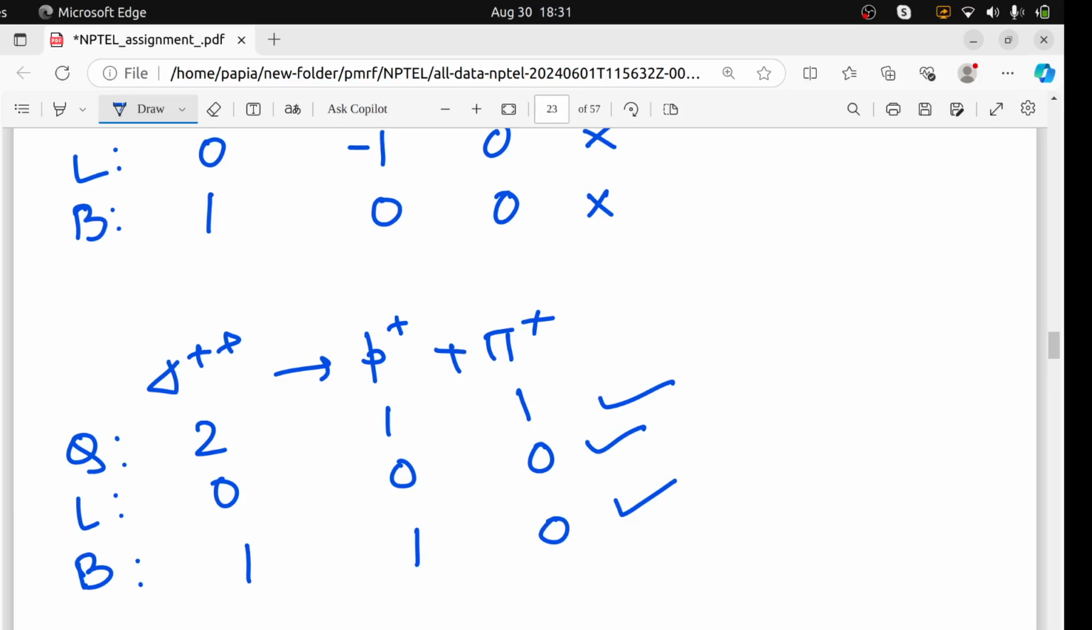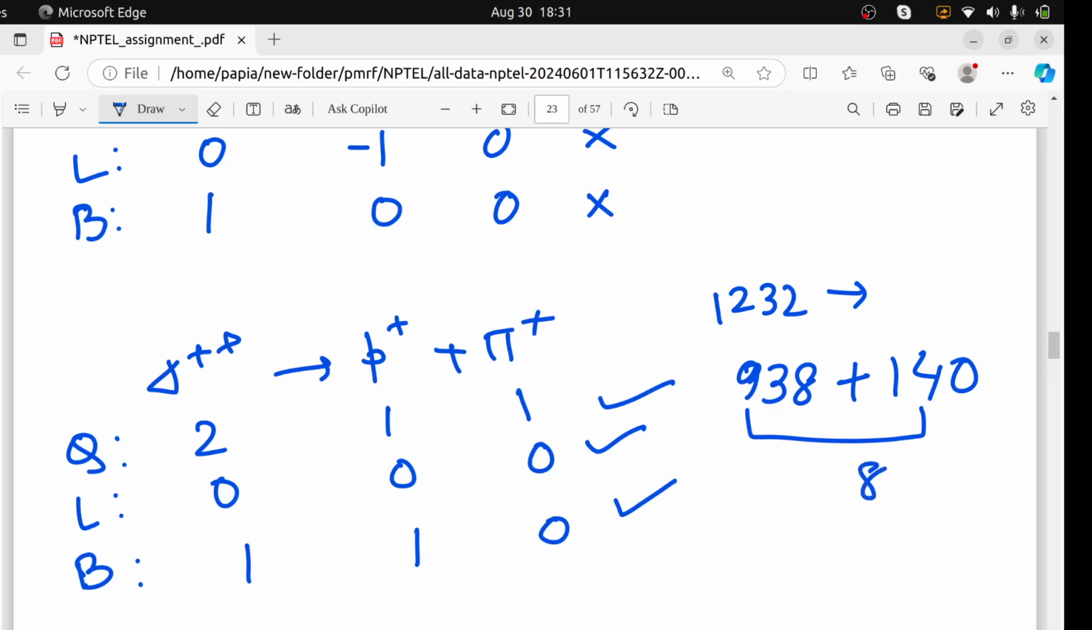Now coming to mass. Delta has the mass 1232. P has a mass 938. Pi plus has a mass 140. So as a whole, how much will it be? It will be like 1078. So that is also fine, since 1232 is greater than 1078. So energy is also fine.